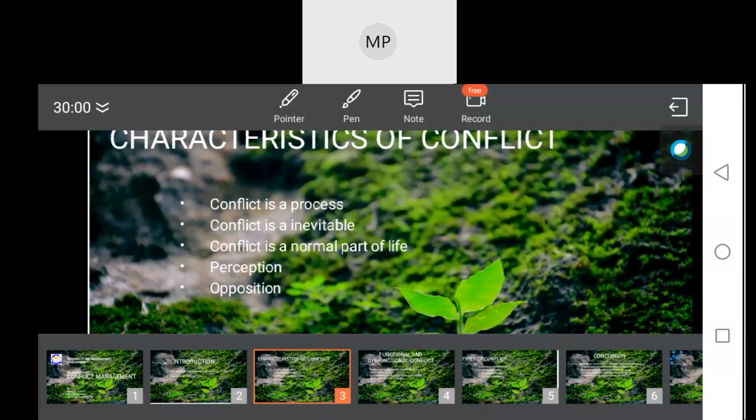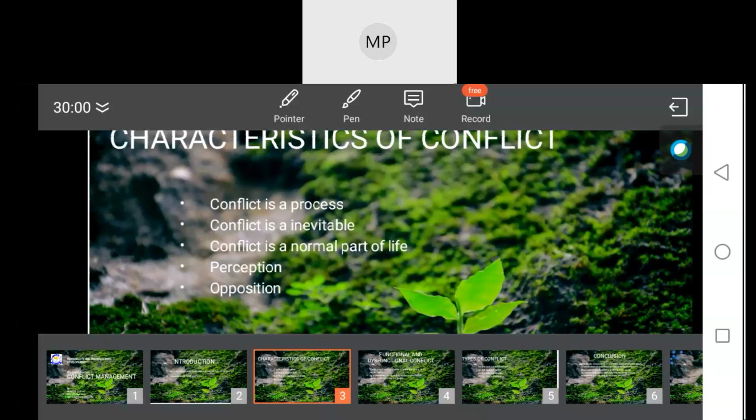Fourth point, perception. It must be perceived by the parties to it, otherwise it does not exist in interpersonal. Perception is more important than reality. What we perceive and think affects our behavior, attitudes, and communication. Fifth point, opposition. One party to the conflict must be perceived as doing something the other party does not like or want.